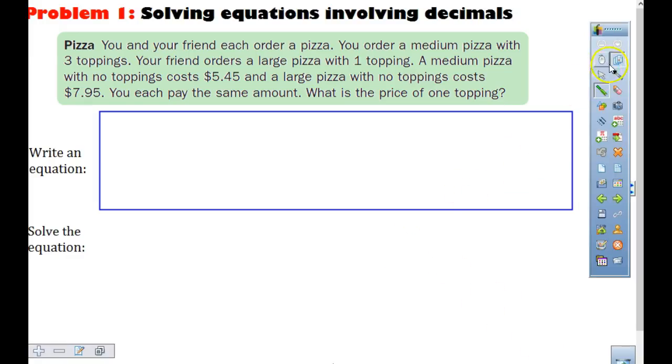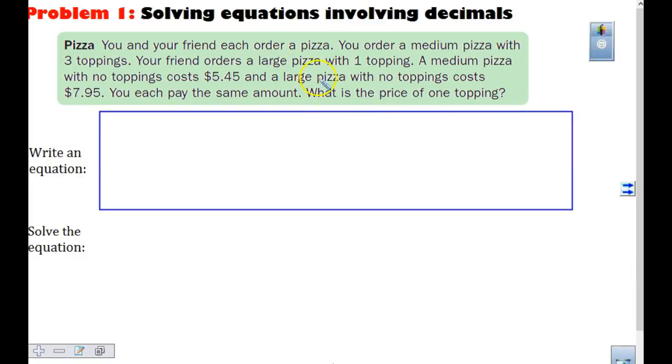So we're going to look at this problem. And when you look at these, they're not that bad as we were writing. It says, you and your friends order pizza. You order a medium pizza with 3 toppings. Your friend orders a large pizza with 1 topping. A medium pizza with no topping costs $5.45. A large with no topping, $7.95. You pay the same amount. What was the price of one of the toppings?